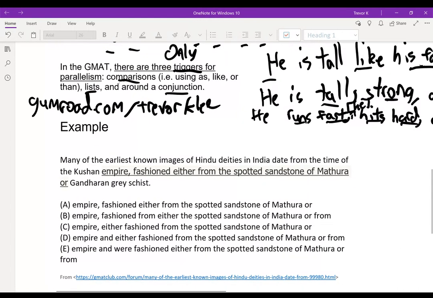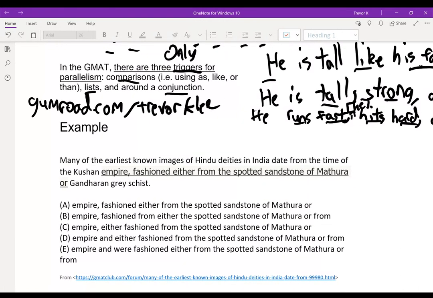Now, we've got: many of the earliest known images of Hindu deities in India date from the time the Kushan Empire, fashioned either from the spotted sandstone of Mathura or Gandharan gray schist. So, do I need parallelism here? Well, let's look at this a couple ways. First way, this is an example in the parallelism video, so I probably need parallelism here. But let's look at this in a different way. Am I trying to link things here? The answer is yes.